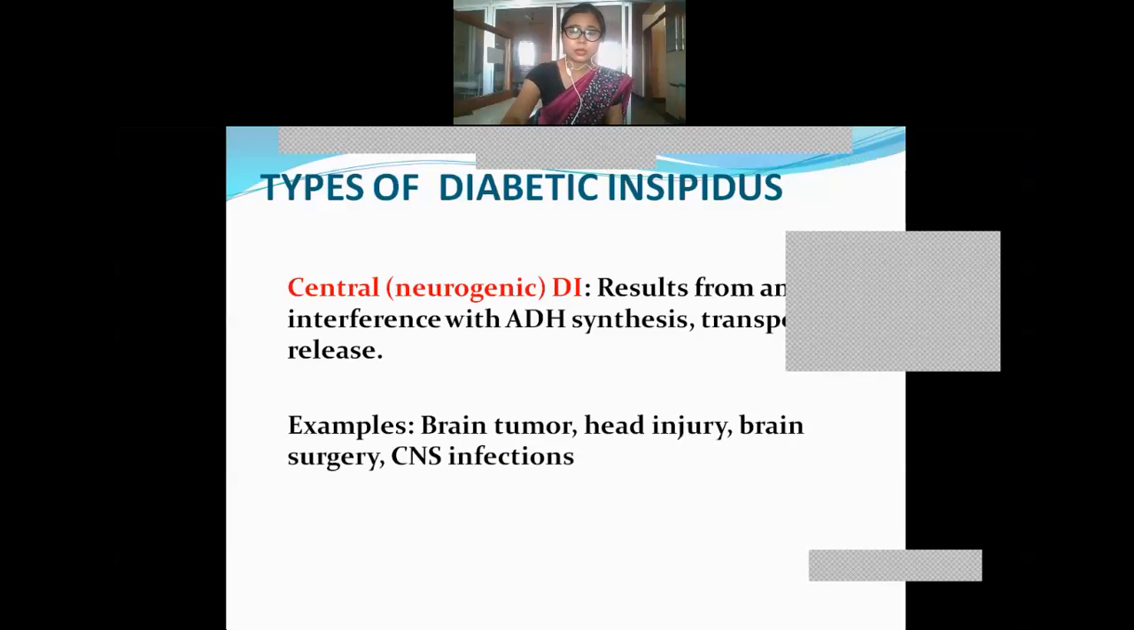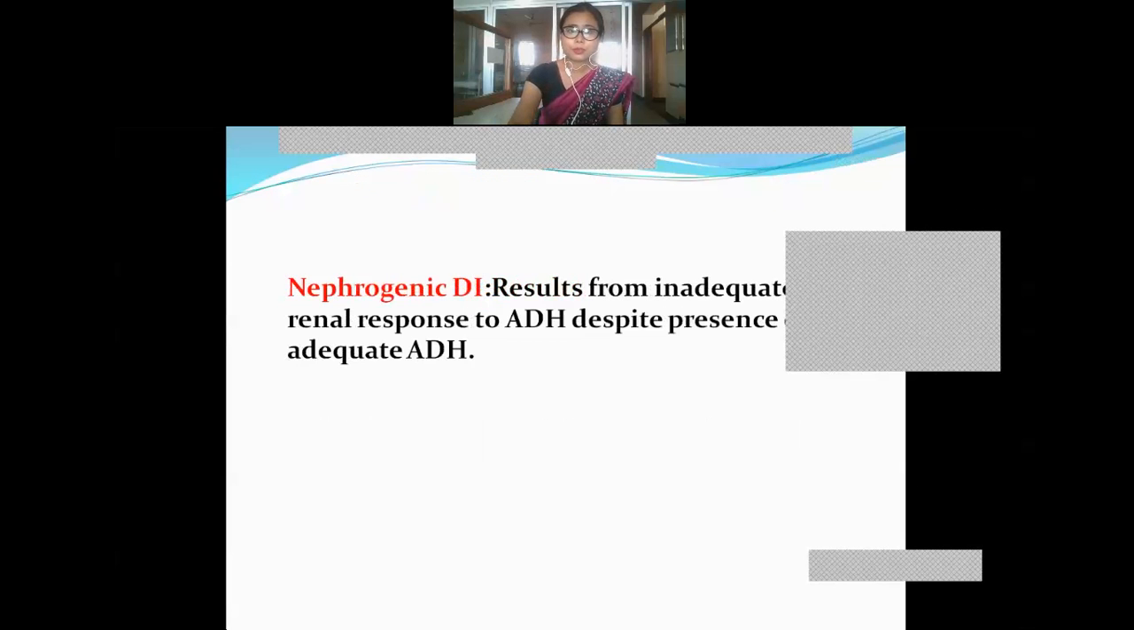And these are examples of causes of neurogenic DI: brain tumor, head injury, brain surgery, or central nervous system infection. Means any condition related to the brain that damages the brain and the pituitary gland. And nephrogenic DI. The term nephro here refers to your kidney.